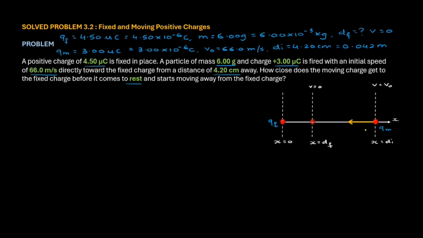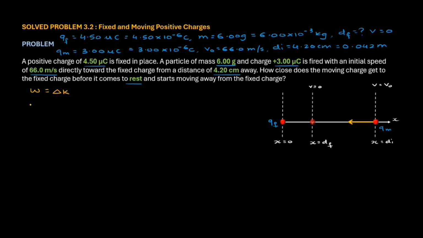Now when the moving charge is fired with an initial velocity v0, it has kinetic energy at this position. And as it moves towards the fixed charge, all of its kinetic energy is eventually converted to potential energy at the point where it stops. So the work done in moving the charge from an initial position d i to a final position d f is equal to the change in kinetic energy of the charge. So we can write work done is equal to delta K.